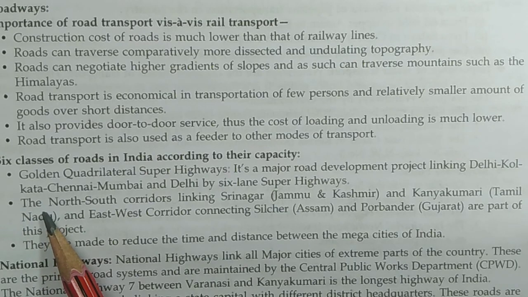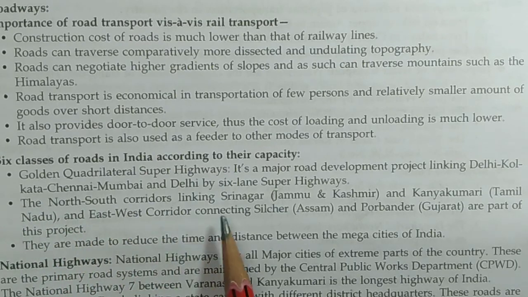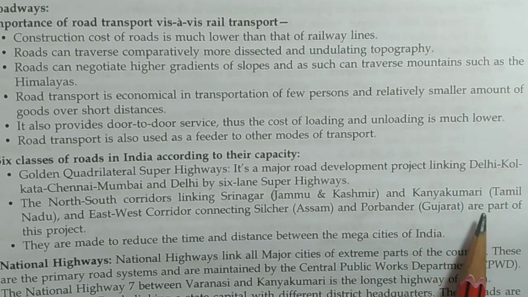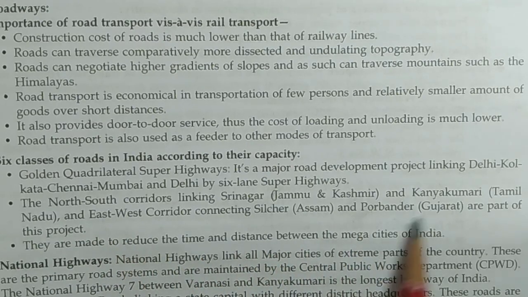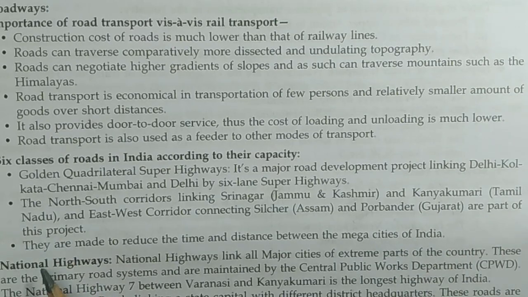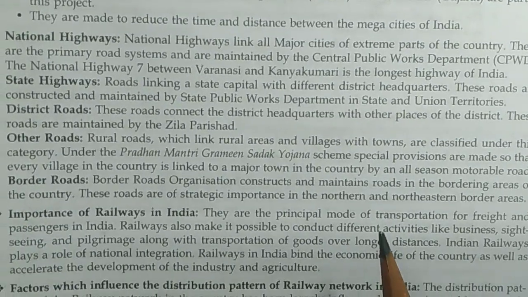Next point, the North-South corridor linking Srinagar, Jammu and Kashmir, and Kanyakumari, Tamil Nadu, and the East-West corridor connecting Silchar, Assam, and Porbandar, Gujarat, are part of this project. They are made to reduce the time and distance between mega cities of India. After completing this, we will come to the points which are necessary here.